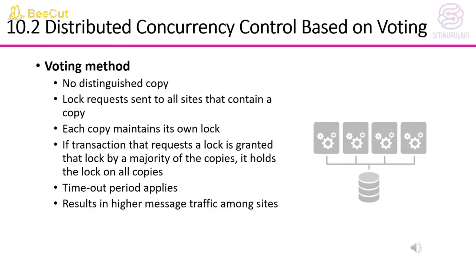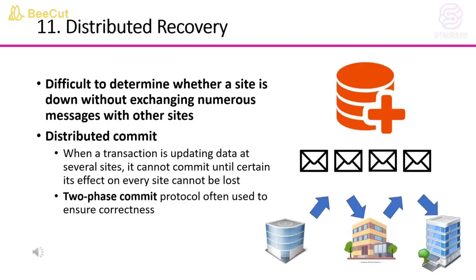In distributed concurrency control based on voting method, there is no distinguished copy. Lock requests are sent to all sites that contain a copy. Each copy maintains its own lock. If a transaction that requests a lock is granted that lock by a majority of the copies, it holds the lock on all copies. Timeout period applies. Results in higher message traffic among sites. In distributed system, it is difficult to determine whether a site is down without exchanging numerous messages with other sites.